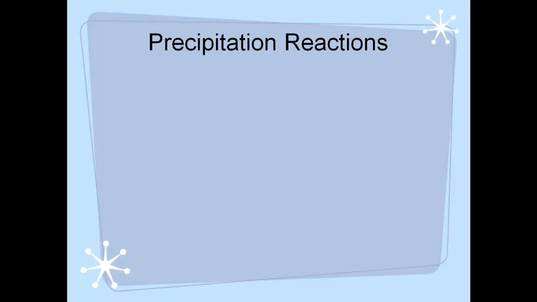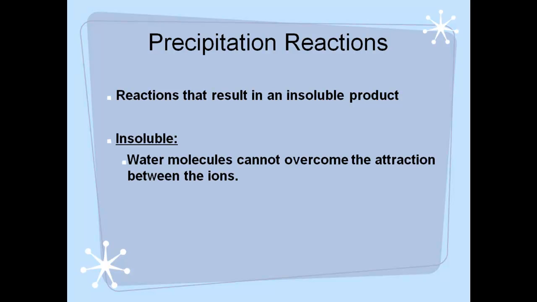First of all, let's talk about precipitation reactions. A precipitation reaction is one in which a solid product will form. One of the products will not be soluble in water. It will be insoluble. The reason that they're insoluble is because the water molecules cannot overcome that attraction between those ions. So the ions are held together so tightly that the water can't come in and dissociate them.